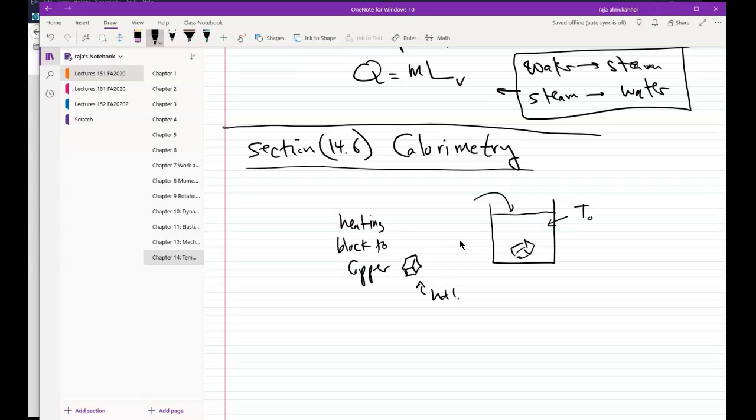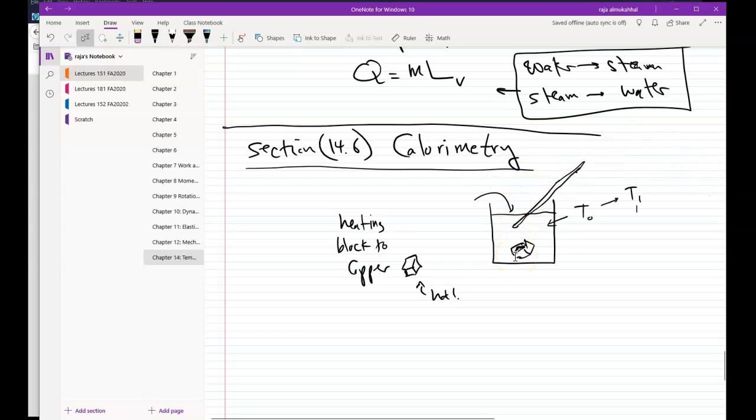Now remember, I have a thermometer. It is right there. This is the thermometer, and it is measuring the temperature. So initially, before I threw the block, the temperature reads T0. And now when I throw the block in there, of course the temperature is going to increase. Increase to what? To something else. Let's say T1, or let's say T final, whatever. Okay, so what happens here? Well, what happened? This is called colorimetry.